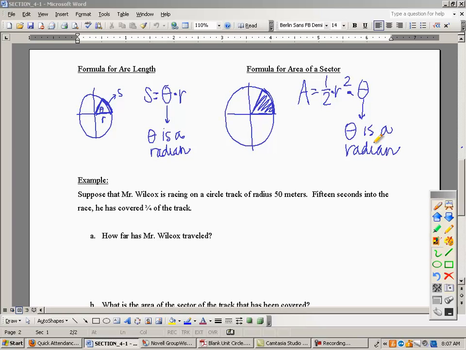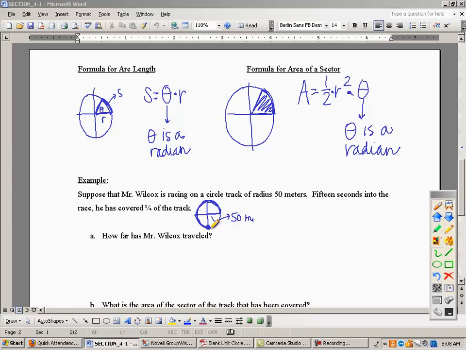Okay, so let's take a look. They're giving you an example with Mr. Wilcox. Okay, so he's racing on a circle track with a radius of 50 meters. So let's do a small little picture. He's on this circle racetrack. This radius here is 50. Okay, 50 meters is kind of important. In 15 seconds, he covered 3/4 of the track. Well, if I talk about it covering 3/4, here's 1/4, 2/4, 3/4. So after 15 seconds, Mr. Wilcox is down here.